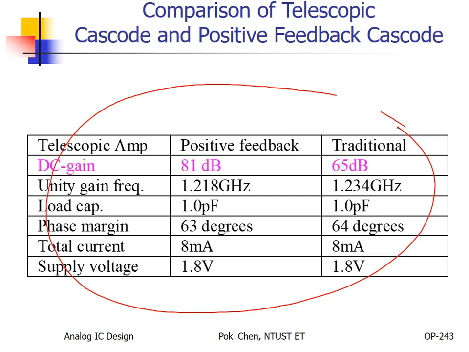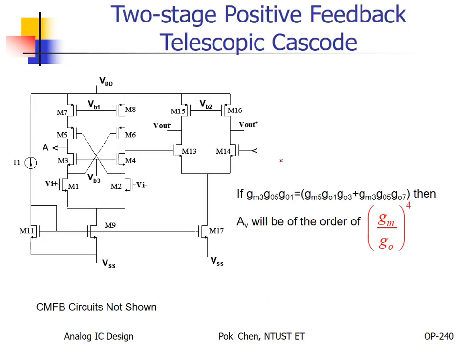A little bit larger than the vertical axis. You can see for such a telescopic cascade, the traditional one and the one with positive feedback. What is the difference? If we go out here, the only difference is in the past we have that, and for positive feedback we have this kind of connection. You will see such a cross again and again for positive feedback.